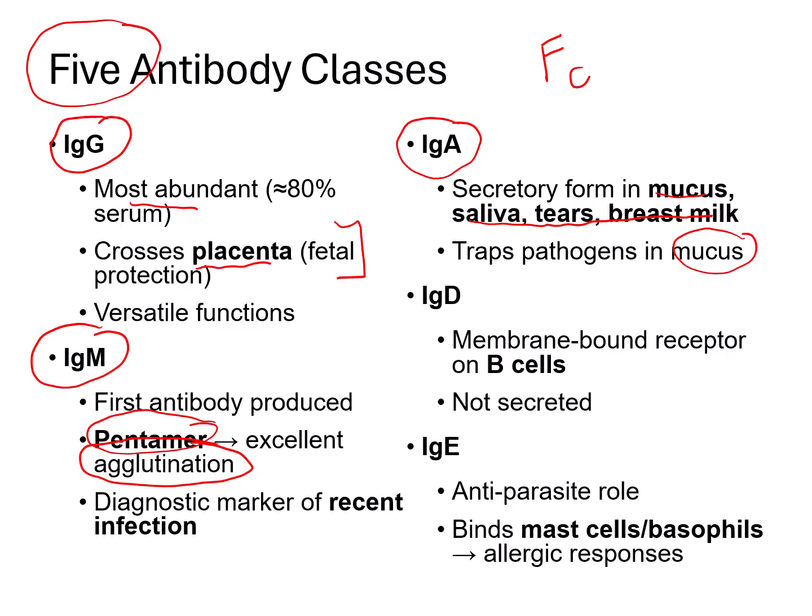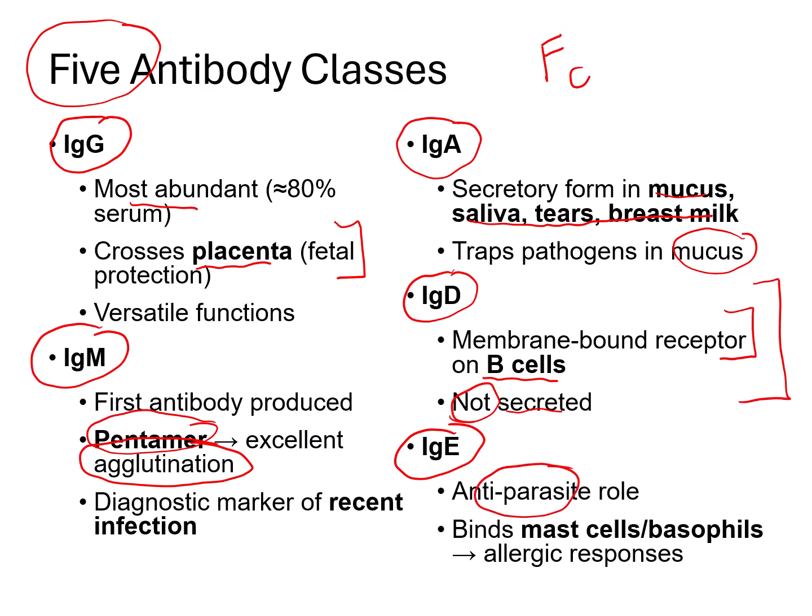For IgD, they are going to be attached to the surface of B cells as a membrane-bound receptor. They are not secreted. They're also probably the least well understood class. Then we have IgE. These are involved in parasitic defense. They can also be involved in allergic responses through mast cells and basophils.